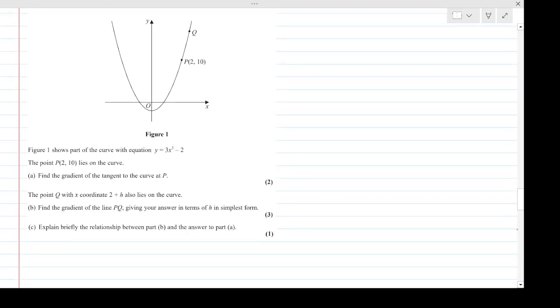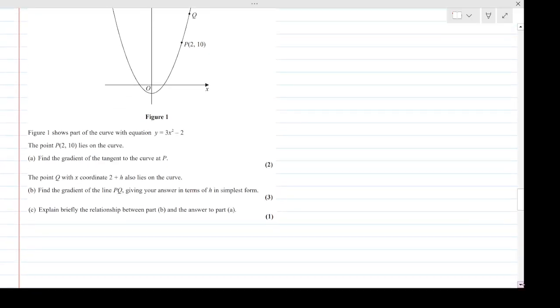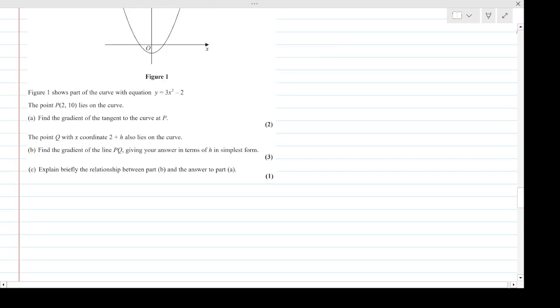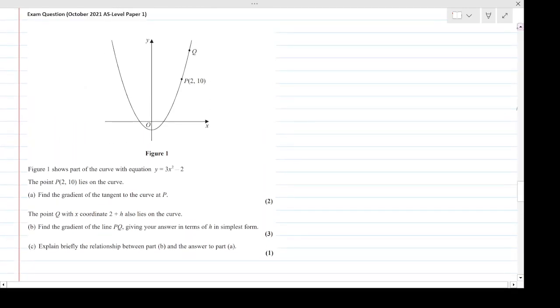Right, now we're going to finish off with an exam question. So we are given this curve again. We did parts of this exam question in an earlier video, but we're going to do the full thing now. And it really brings together everything we've done so far in this chapter. So we are given this curve, which has the equation y is 3x squared minus 2. The point P, which is (2, 10), lies on the curve. We firstly need to find a gradient of the tangent at P.